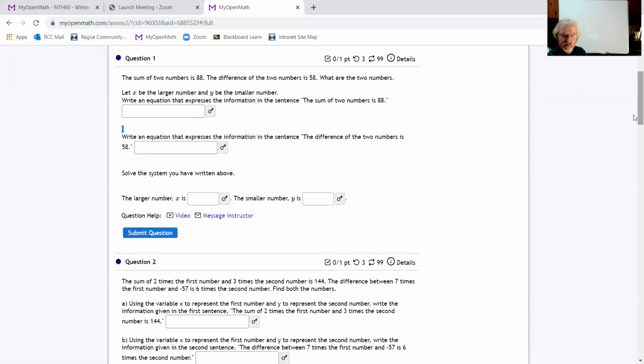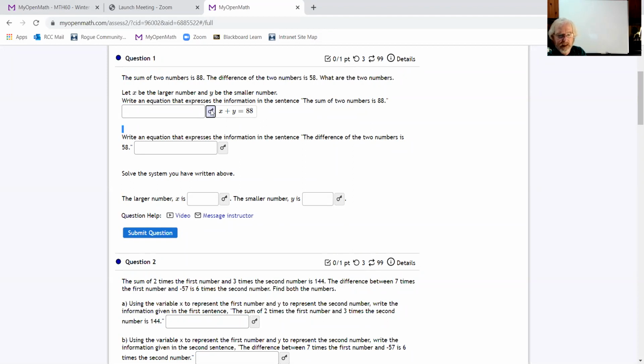I would encourage you to call this question one, 5.4 number one, and write down your equations for yourself as we go. I'm going to click on the answer here eventually, and we'll see if you agreed with what we're looking for. This one, I'm hoping, sounds pretty straightforward. The sum of those two numbers being 88, there's what we're looking for: x plus y equals 88.